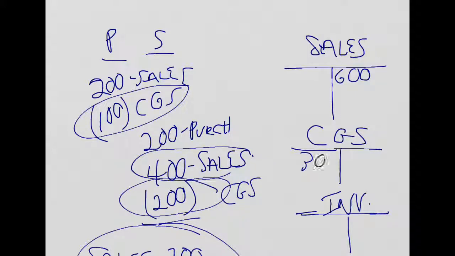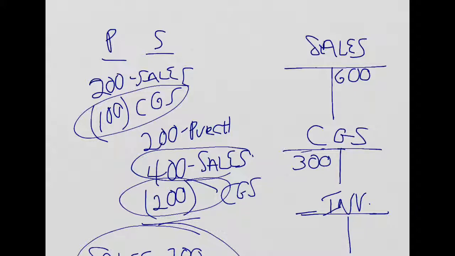So we would have had 300 showing up here, and I keep having trouble making that 3. Okay, let's try it again. 3, not much better. Even worse. All right, one more time. Cost of goods sold. I'm left-handed, that's the problem.